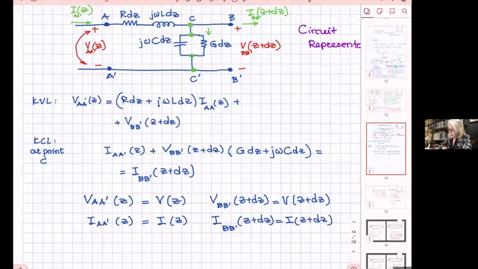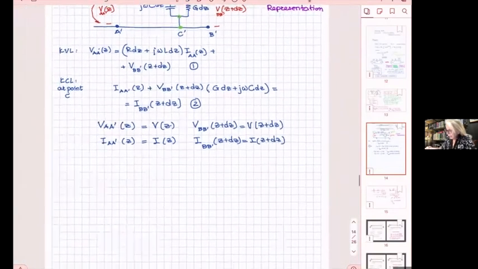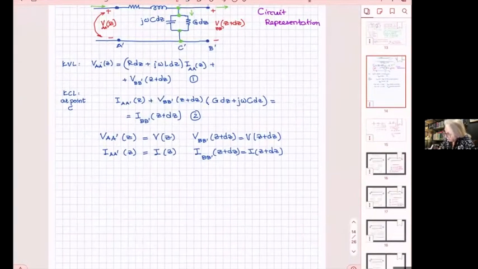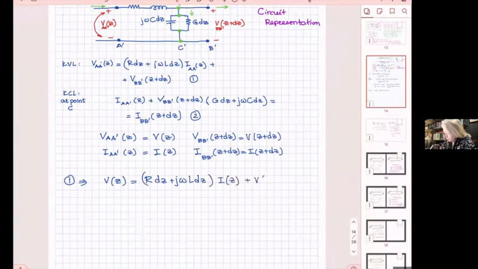So now, this is equation 1, and this is equation 2. And what do I do? I go and I replace those there. And by doing that, I have the following. From 1, I have that V of z equals R dz plus j omega L dz, and all of this multiplied by I of z, plus V of z plus dz.